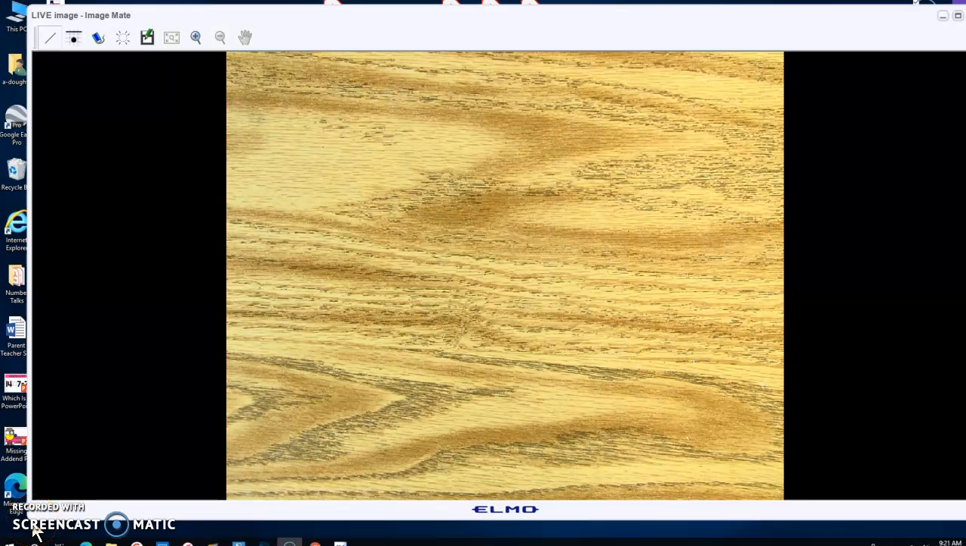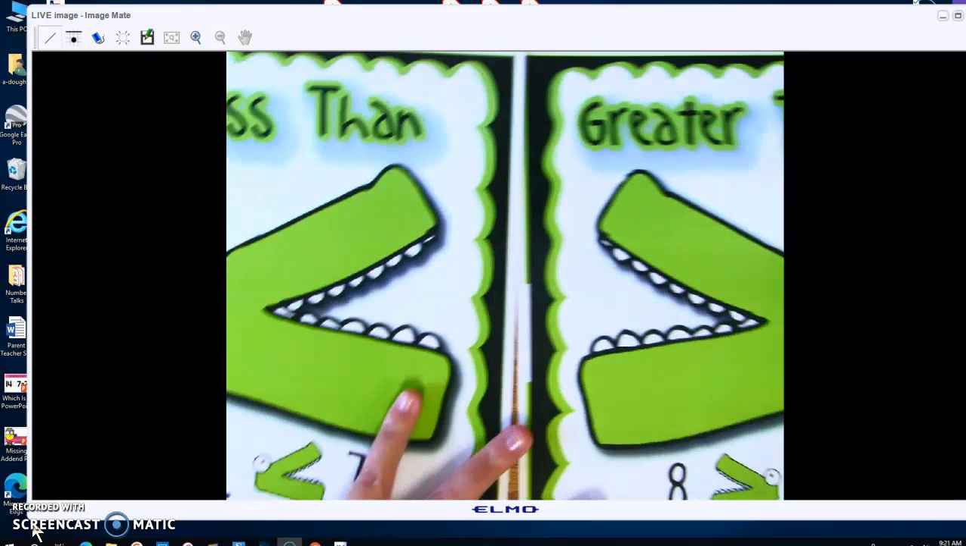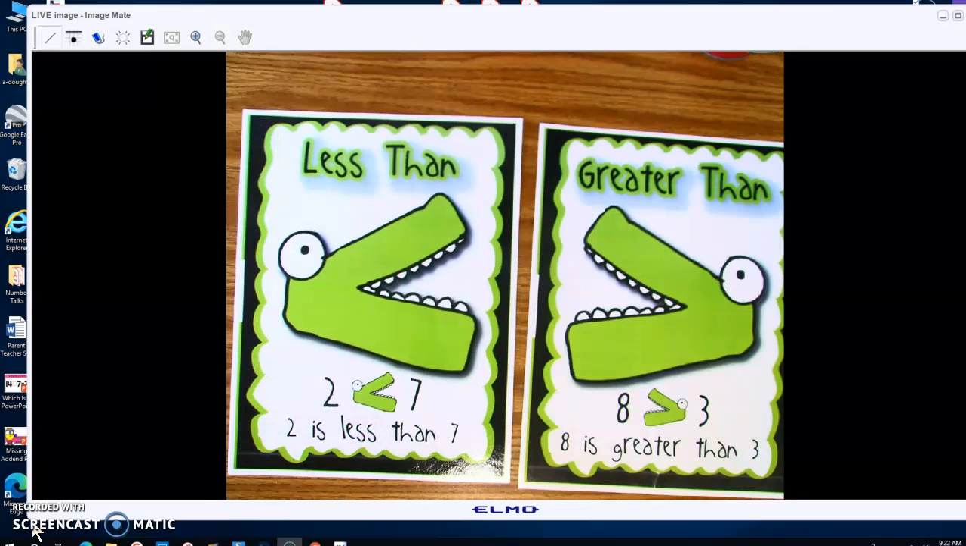So today we're going to do what's called compare numbers. And I know you guys did this with one-digit numbers in first grade. And I'm pretty sure you did it with two-digit numbers in first grade. So you guys might recognize this. We did some of this in our review. Less than and greater than.